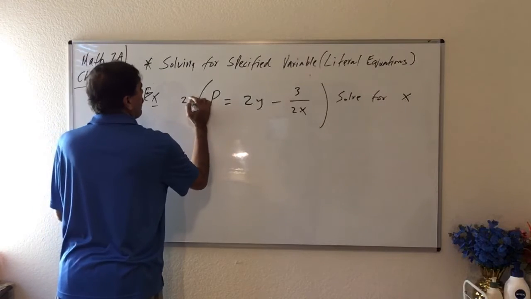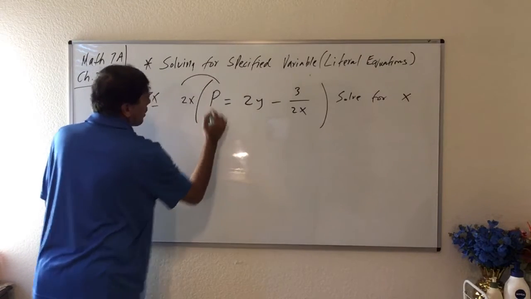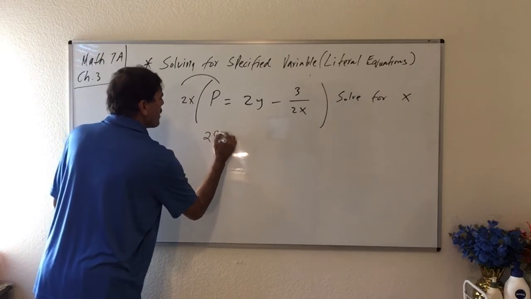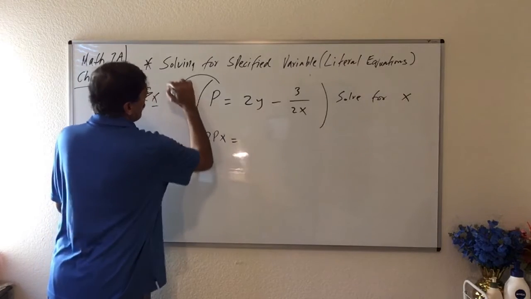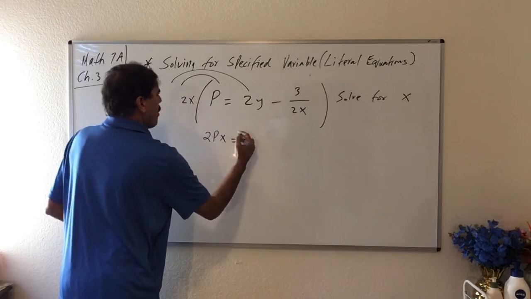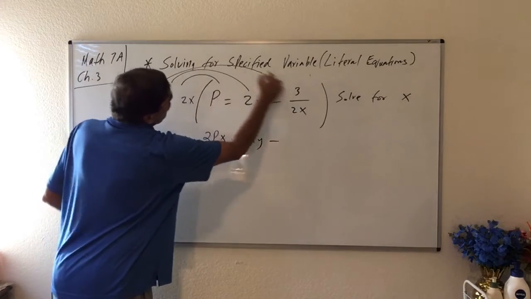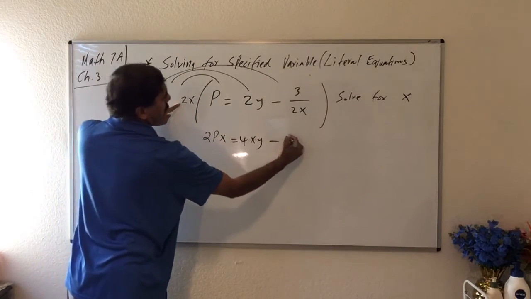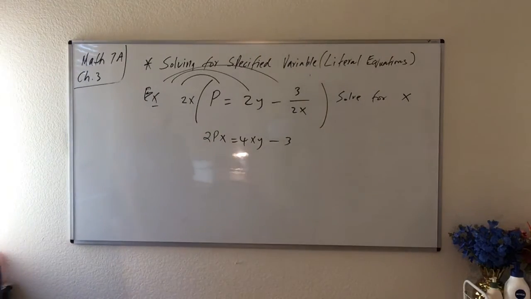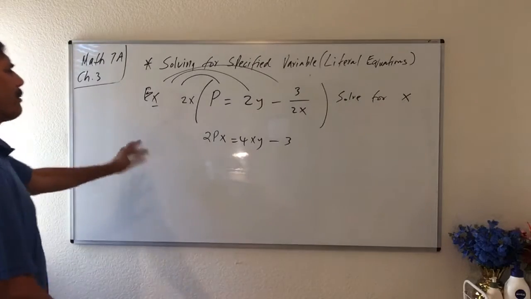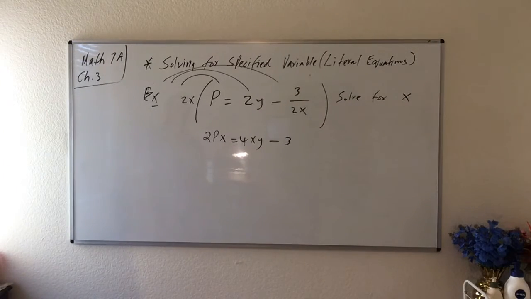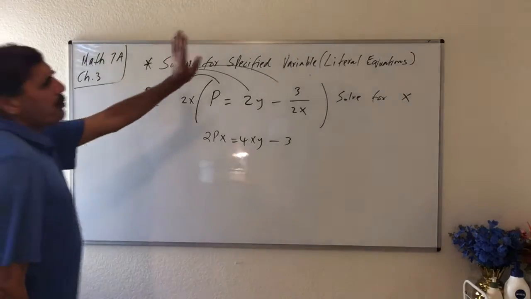So here, is it 2x? So multiply here, and it becomes 2px equals 4xy minus... when you multiply here, these two x's cancel. So that's the first step. Okay, so now we're going to solve for x. It's not that hard, but there's an extra step there. So there's the GCF. So here, we're going to solve for x.